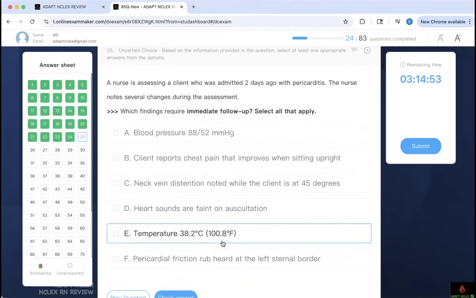25. And this is assessing a client who was admitted 2 days ago with pericarditis. The nurse notes several changes during the assessment. Which finding requires immediate follow-up? Select all that apply. Blood pressure of 88 over 52. Client reports chest pain that improved when sitting upright. Neck vein distension noted while the client is at 45 degrees. Heart sounds faint on auscultation. Temperature 101.8. Pericardial friction rub heard on the left sternal border.